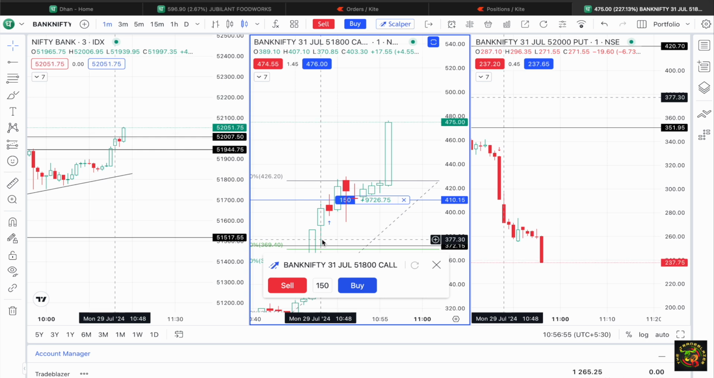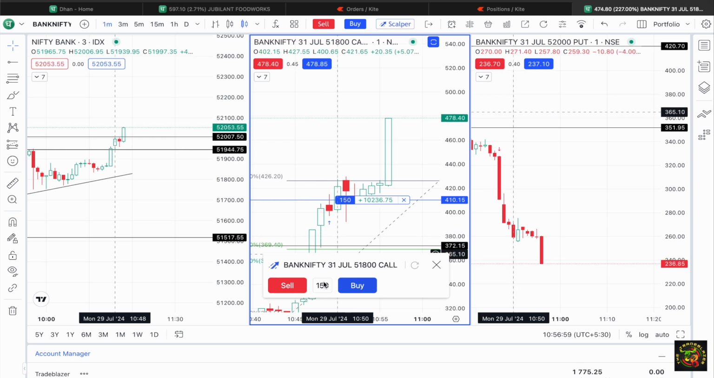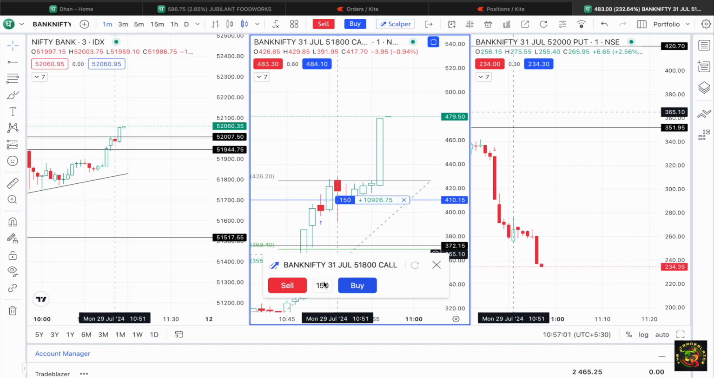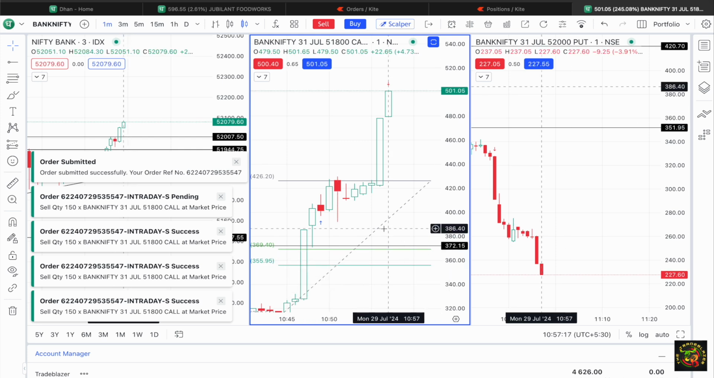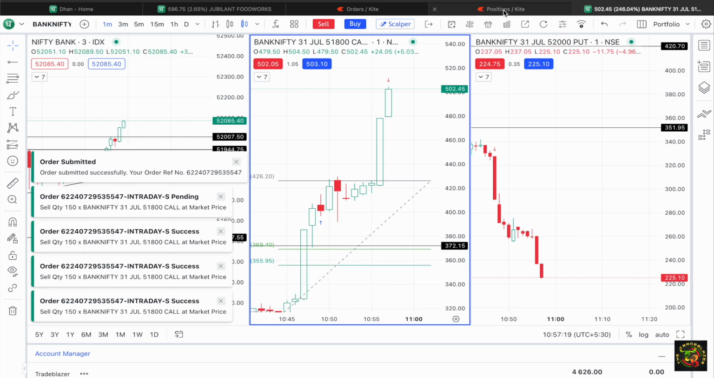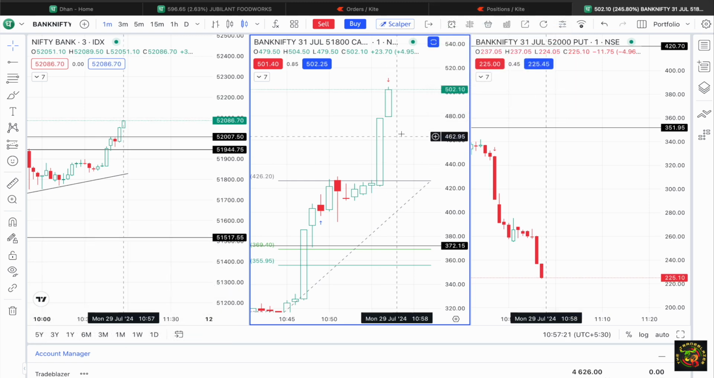I'll be ready to close the position, guys, with good momentum. Already capturing some good points over here. 410 was the buy price. Okay, 501, close to, yeah, just close the position, guys. So we are able to capture some 90 points in this trade. We'll let you know if I take any more trades from here on.